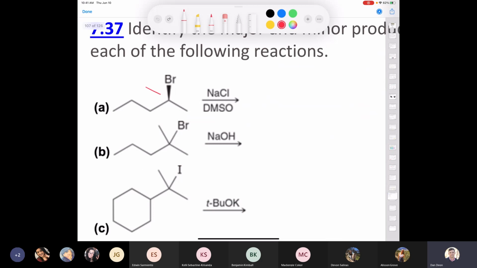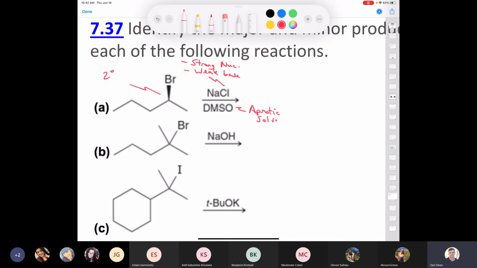Okay, we've got a secondary alkyl halide. Okay, we've got chloride. Chloride is a really crappy base, but it's a strong nucleophile, isn't it? So we'll put here strong nucleophile. It's got a negative charge, but it is a weak base. It's a terrible base. And we're in a polar aprotic solvent.